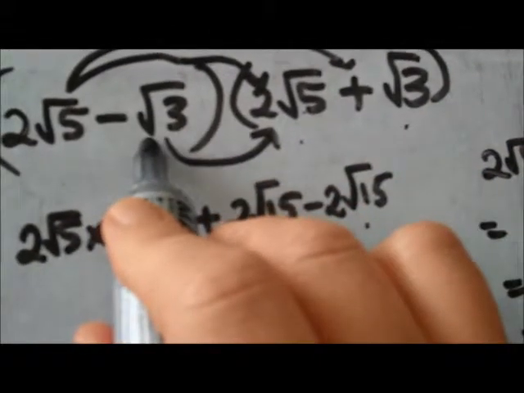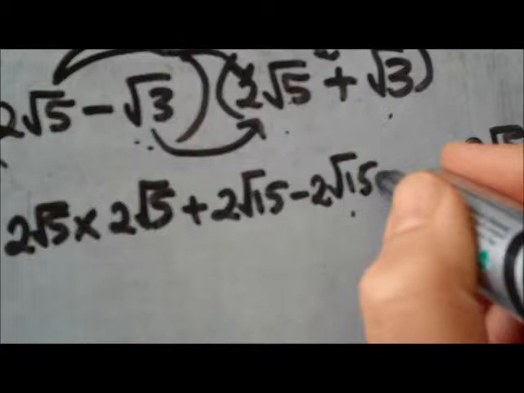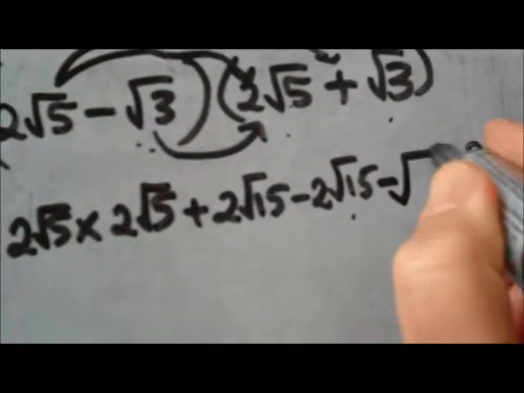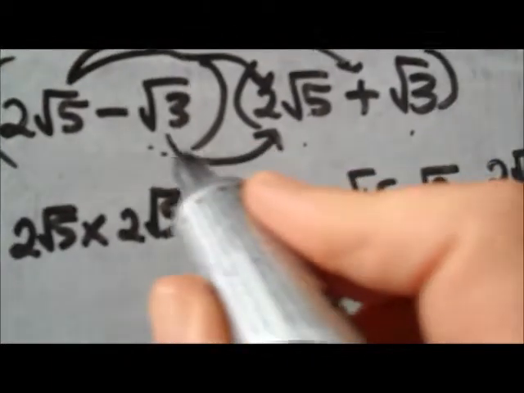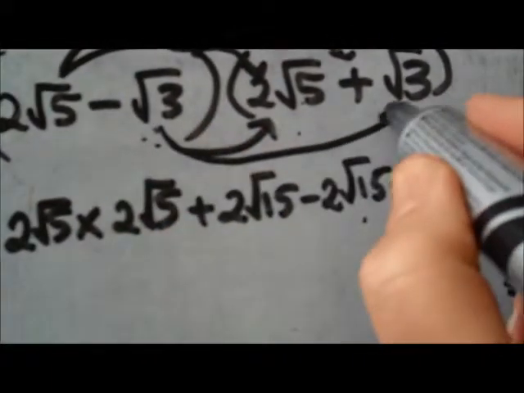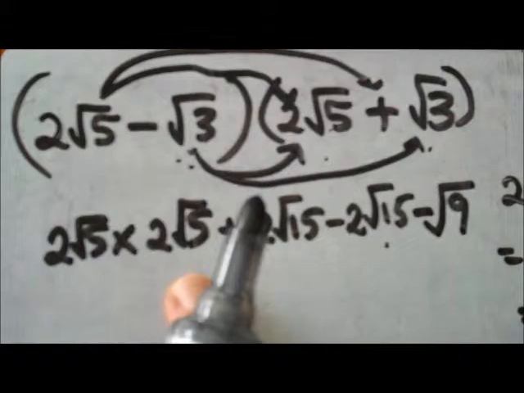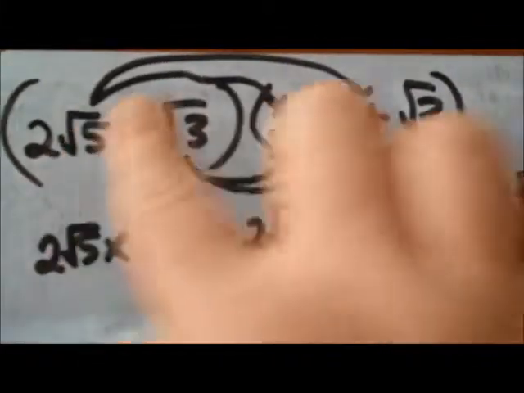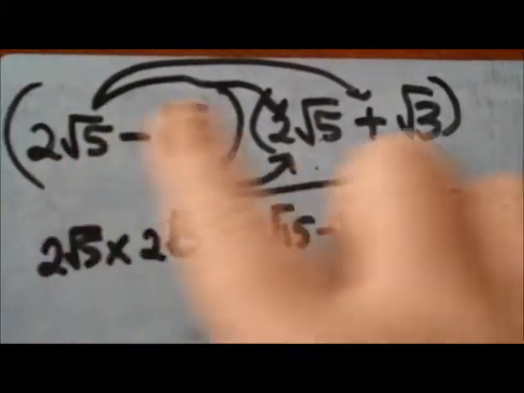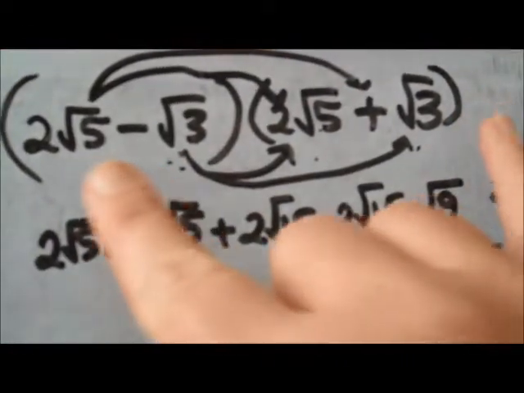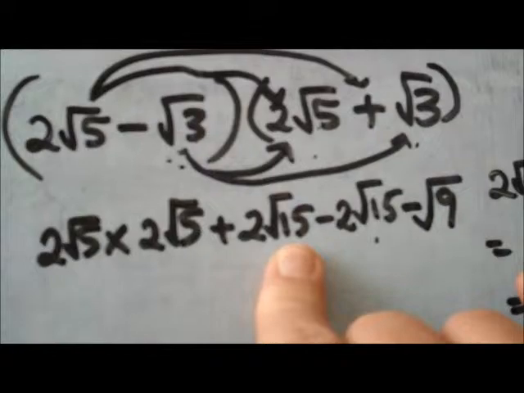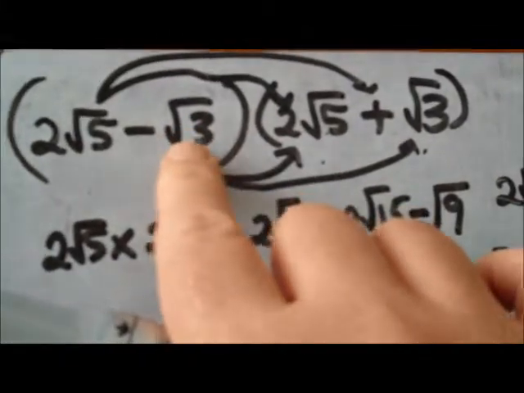And then I'm going to get minus root 3 times plus root 3, which is going to be negative square root of 9. Okay, so that was that last term there. So 2 root 5 times 2 root 5 is the first term. That's that one times that one. 2 root 5 times root 3 gives me 2 root 15 because the 5 and the 3 are both under the square root sign. The next one is this times this.